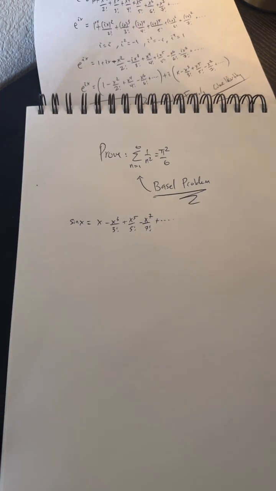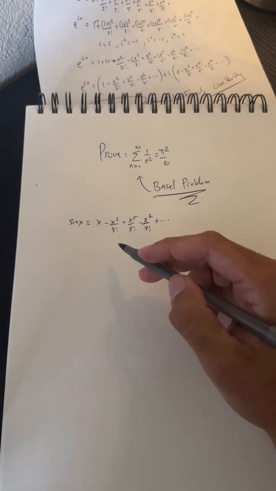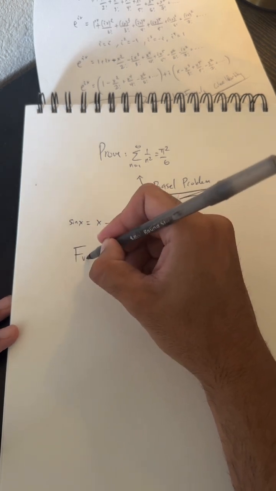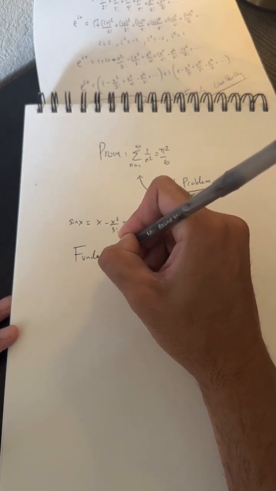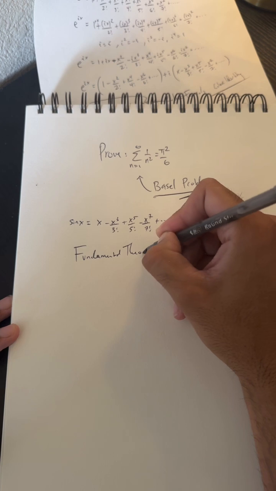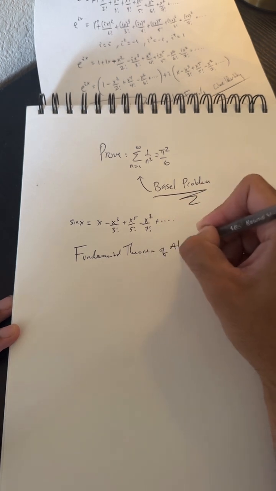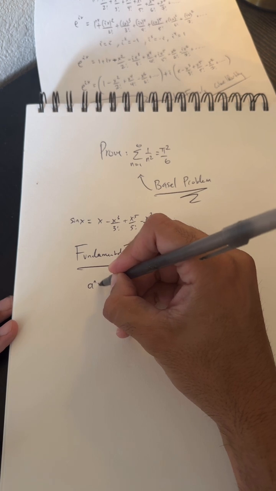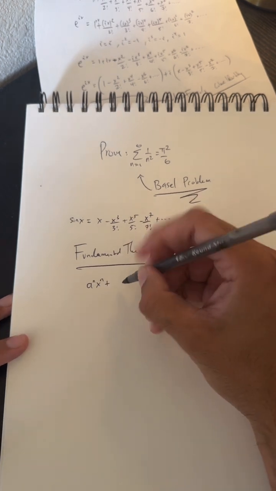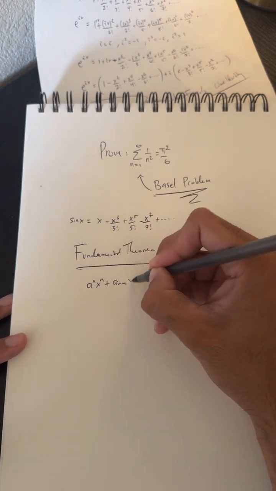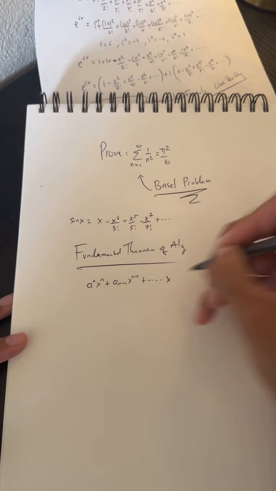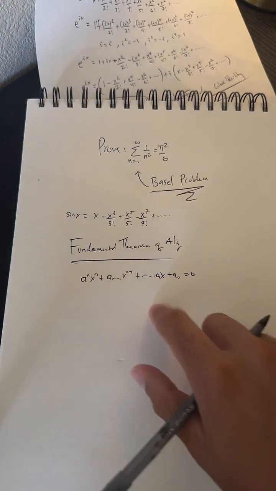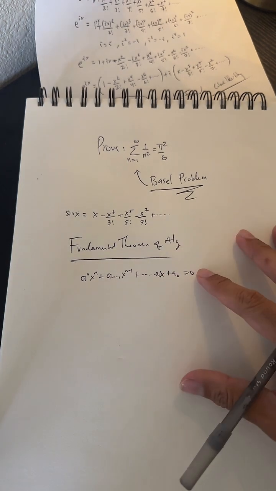Okay. One of the things that he noticed is the fundamental theorem of algebra. So don't forget, I'm just going to put fundamental theorem of algebra. Excuse my bad writing here. What that says is that if we have a polynomial of nth degree, a_n x^n plus all the way down to a_1 x plus a_0 equal to 0, then there are at most n roots, whether they're real or complex.